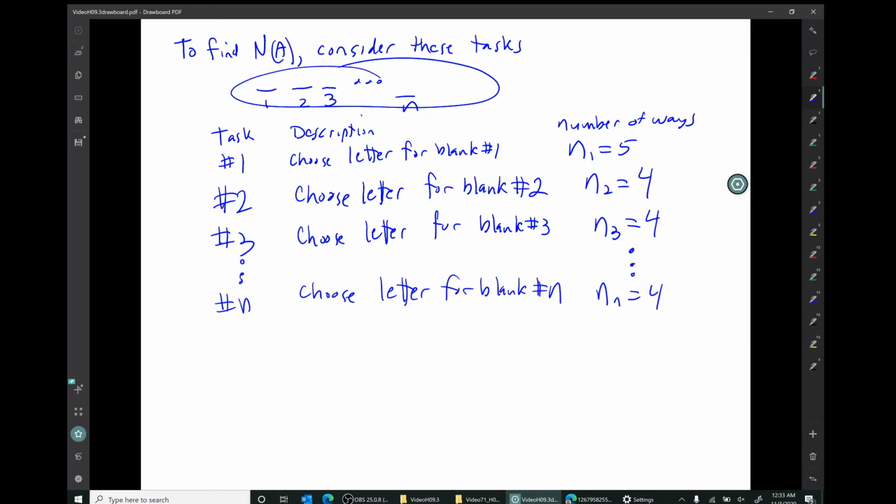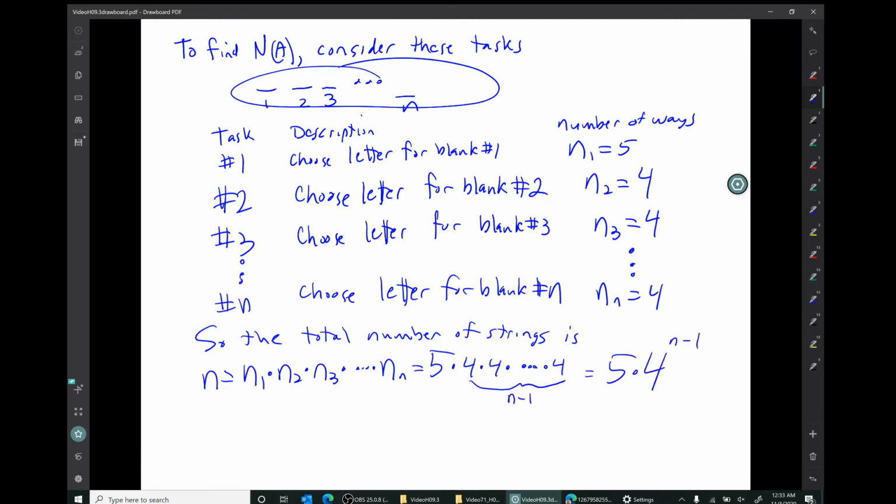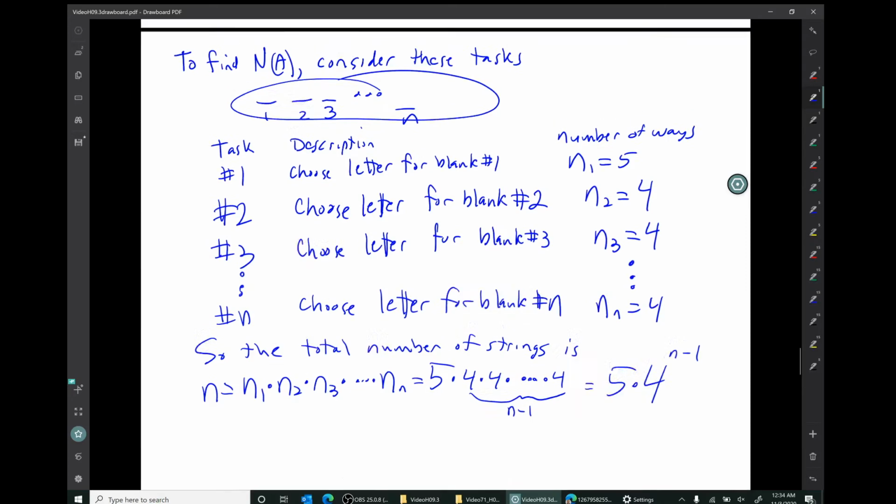So the total number of ways is the following. The total number of ways is 5 times 4 to the n minus 1. So that's the total number of strings where there is no pair of adjacent characters that's the same.